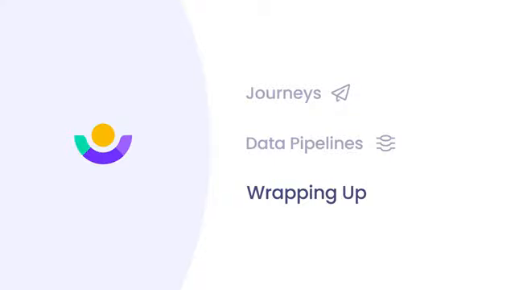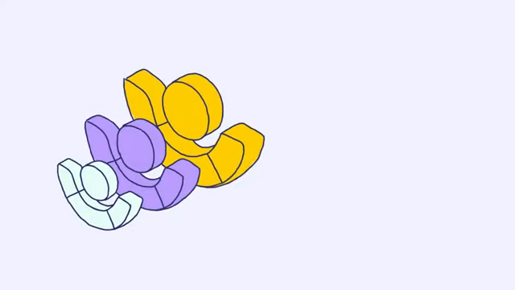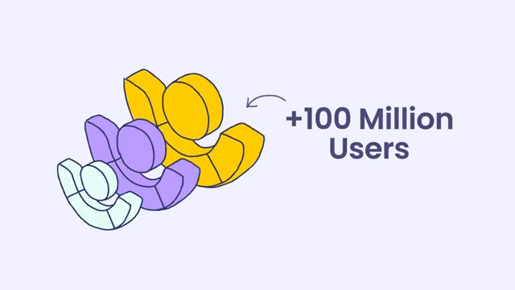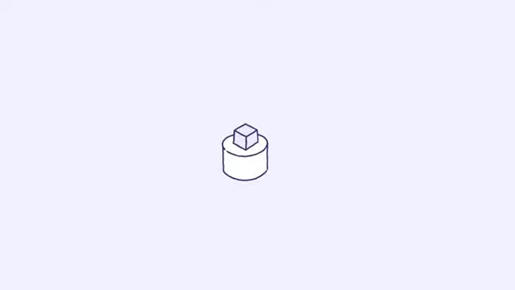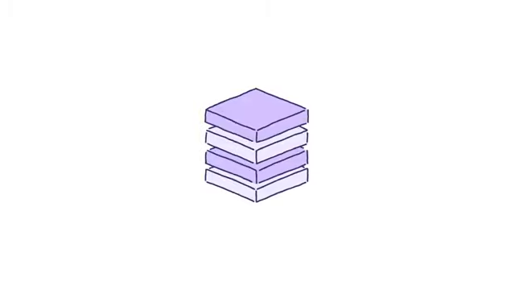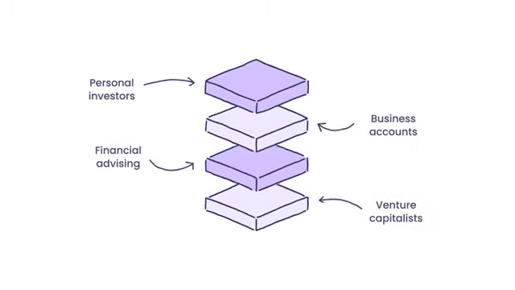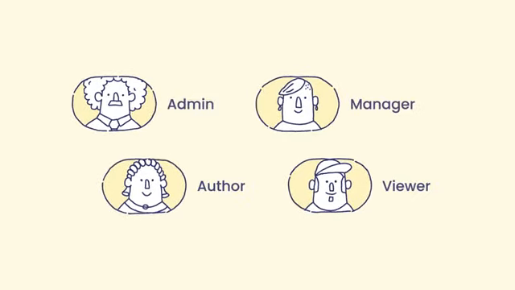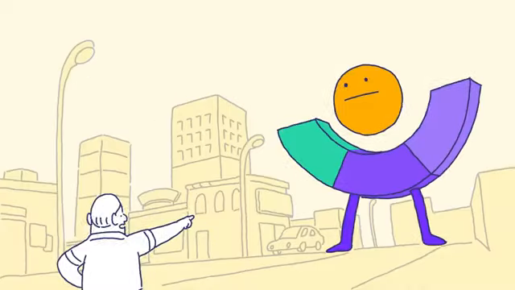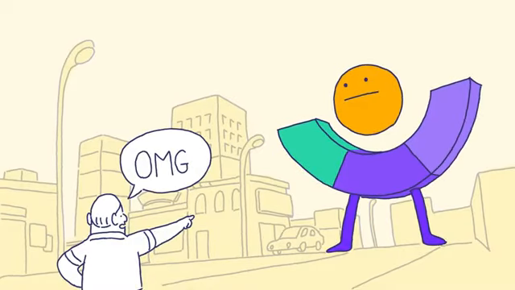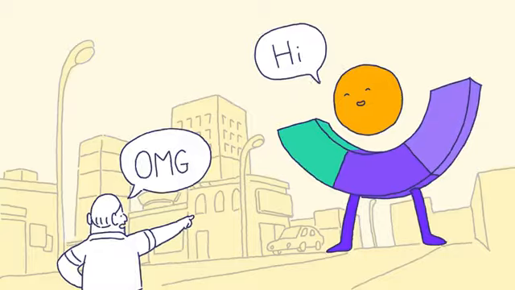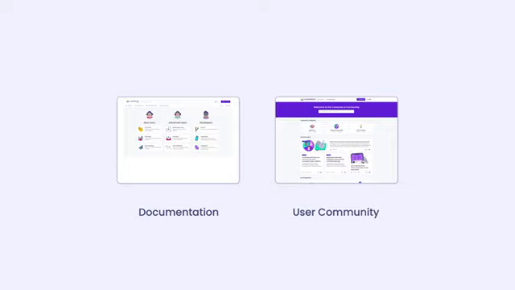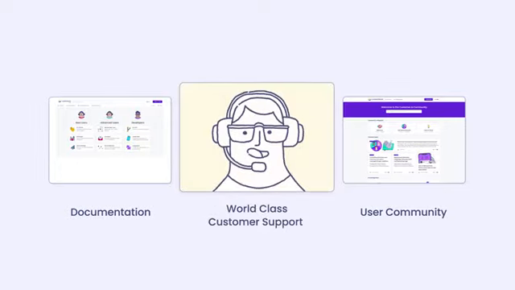Wrapping up, Customer I/O is built to scale, empowering companies to engage with large audiences of over 100 million users. Whether you offer one service or 100, create separate workspaces to support each business vertical. And forget about per-seat pricing. Add the entire team and grant them different levels of access. Don't be intimidated. Customer I/O is powerful, but easy to get. We have tons of thorough documentation, a community of power users you can tap into, and world-class customer support.